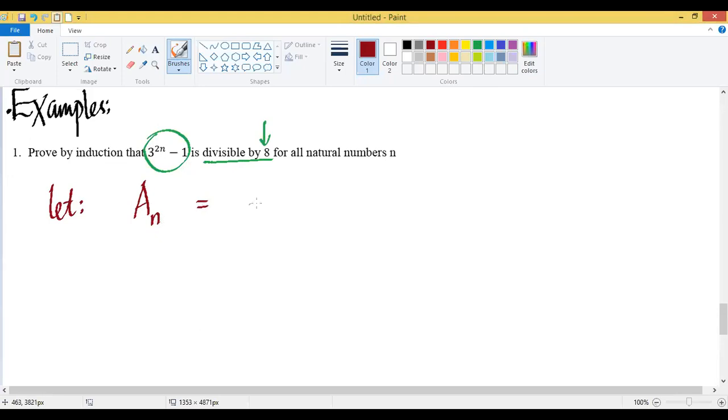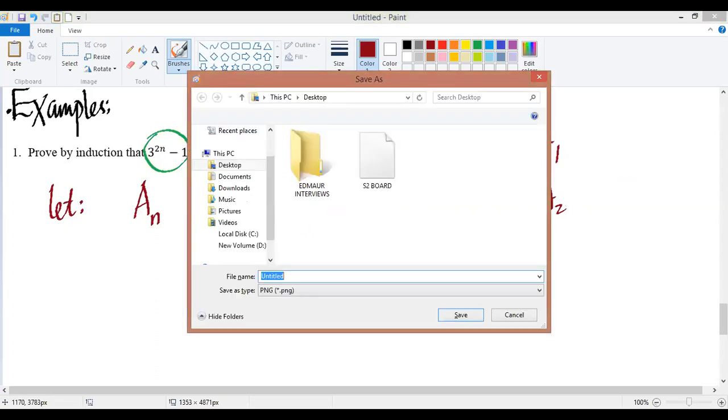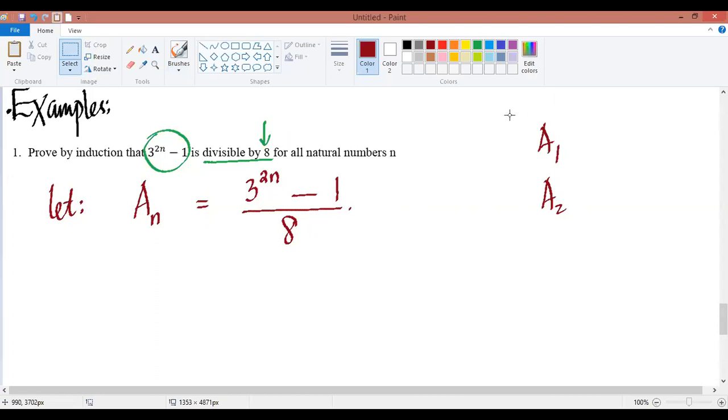For any values of n, you get different answers for the statement 3 to power 2n minus 1 over 8. They are different constants, different integers you will be getting. When n is 1, you will get the first solution from that quotient. When n is 2, you get another one, and so on. So that's what we want to check, whether it is true for many numbers n.